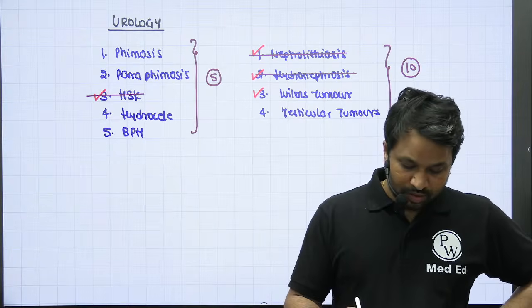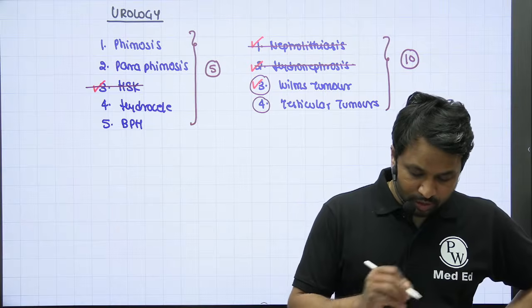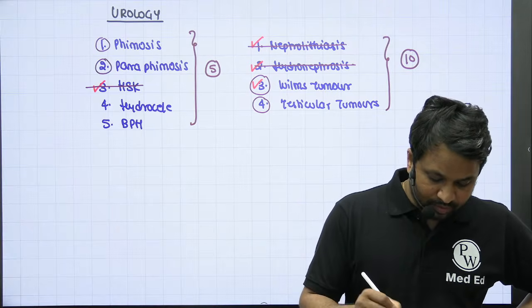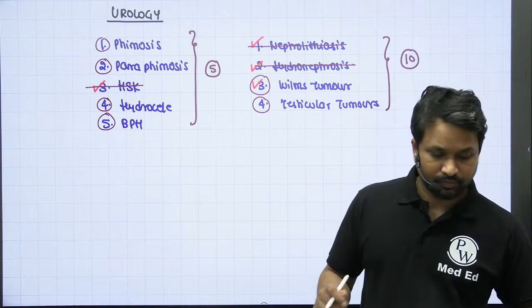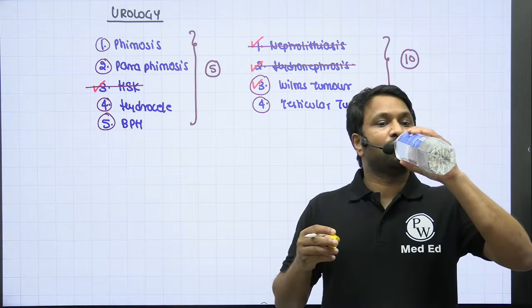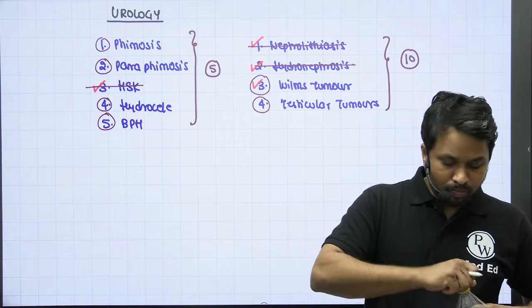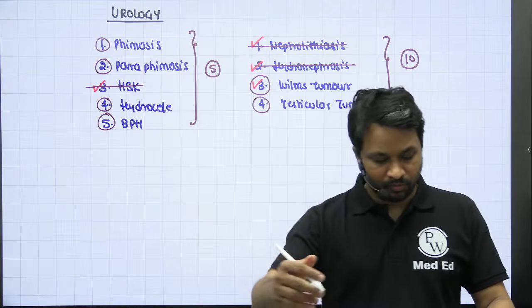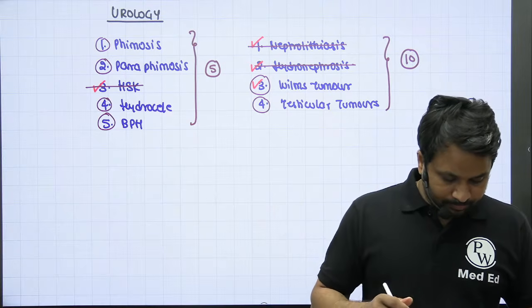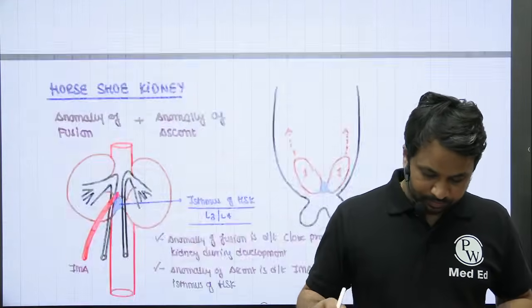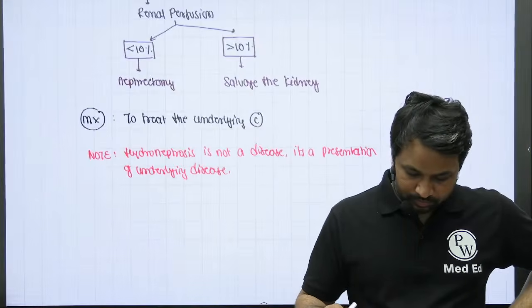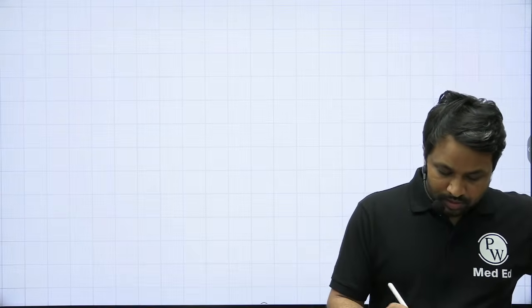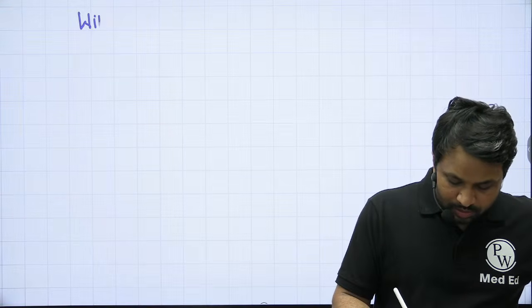Okay? So we're left with Wilms tumor, testicular tumor, 2 tumors, phimosis, paraphimosis, 1 condition, hydrocele and BPH. Okay? Chalo. So let's talk about the Wilms tumor.